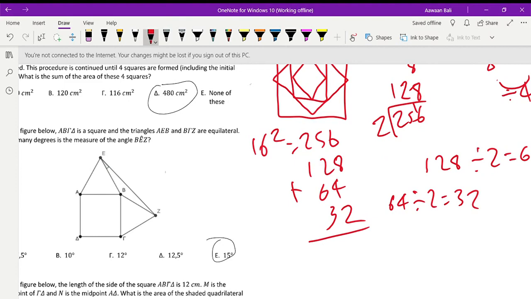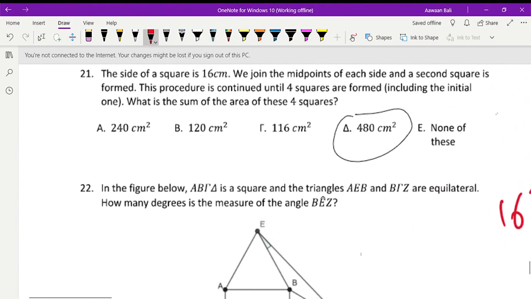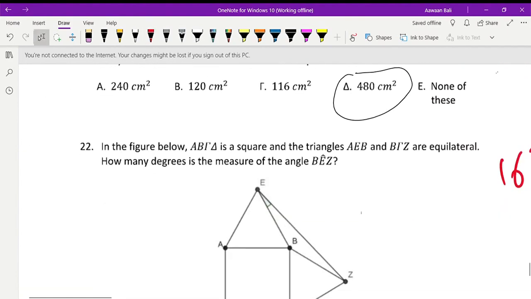Let me align them now: 256, 128, 64, 32. 6 plus 8 is 14, plus 4 is 18, plus 2 is 20. Put the 0 there and carry the 2. 5 plus 2 is 7, plus 6 is 13, plus 3 is 16, plus 2 is 18. Carry the 1. 2 plus 1 is 3, plus 1 is 4. 480. So therefore the answer is delta 480 centimeters squared.